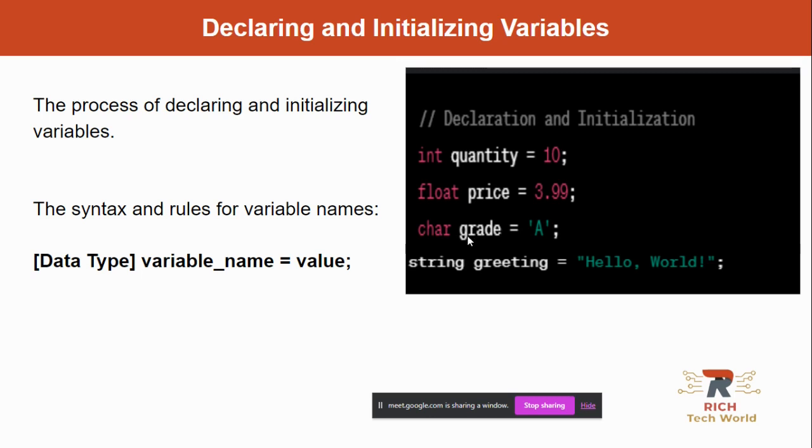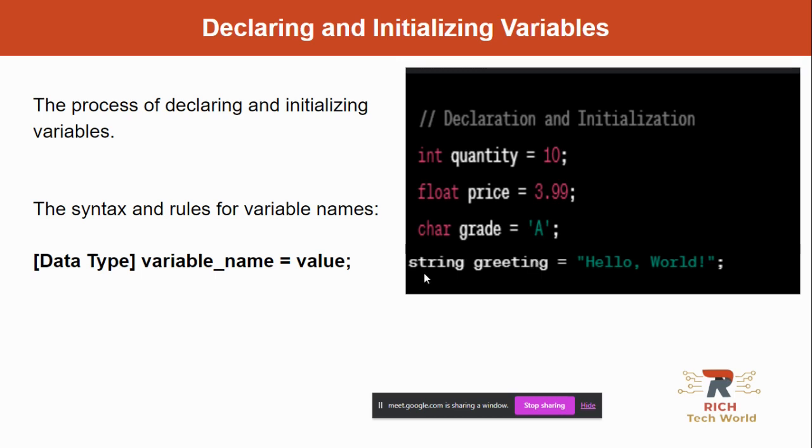So we are initializing a variable called grade, and that variable is a character variable, and its initial value is A. So most of you are going to get A in your WASSCE results this week. All right. If you get it, send me a screenshot.